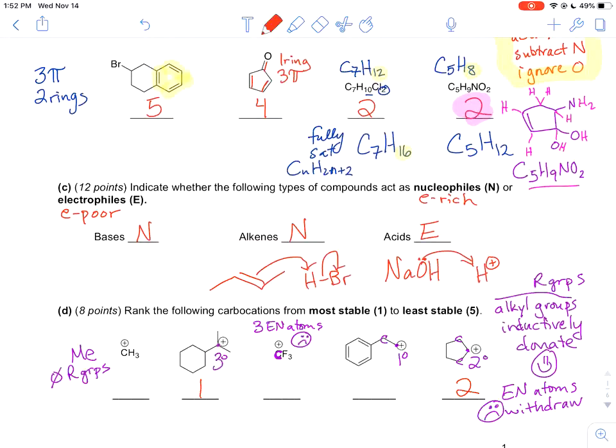Next is the secondary carbocation. We then have a primary carbocation, which is not particularly stable on its own, but it's better off than that CH3 or the CF3 group. And then, as we already said, having those 3 electronegative atoms withdrawing electron density from something that's already electron poor is very bad for business, very bad for stability. So this is going to be the least stable, and then the methyl cation is second to last.